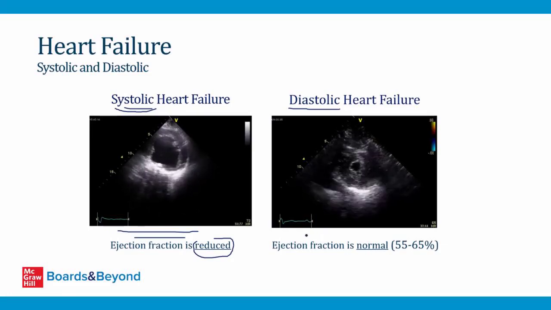On the other hand, this echocardiogram from the right is also a patient who has clinical findings of heart failure, but you can see the ejection fraction is normal. This person's ejection fraction is about 60%. So in this patient, because the ejection fraction is normal, we would say they have diastolic heart failure.